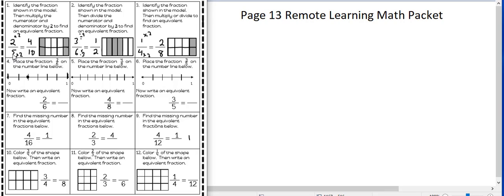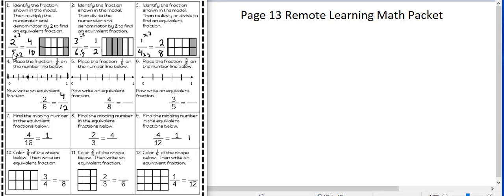Okay. Now write an equivalent fraction. So 2/6. We could break each of these in half. That's what I'll do to this one. Break each one of these in half, and it doubles the number of pieces. So now there's 1, 2, 3, 4, 5, 6, 7, 8, 9, 10, 11, 12 pieces. All right. 1, 2, 3, 4. So 2/6 is equal to 4/12.